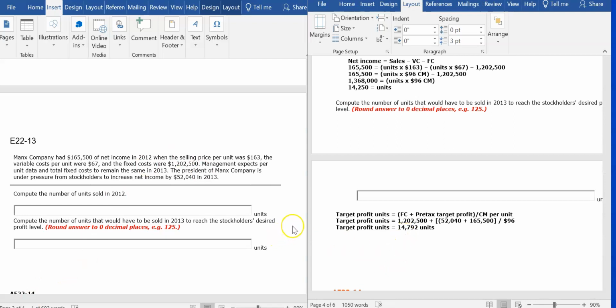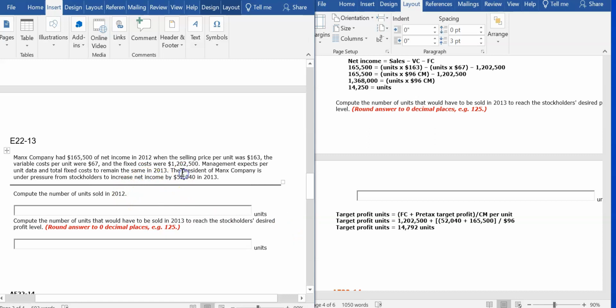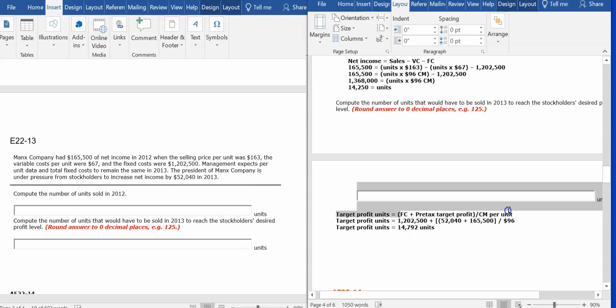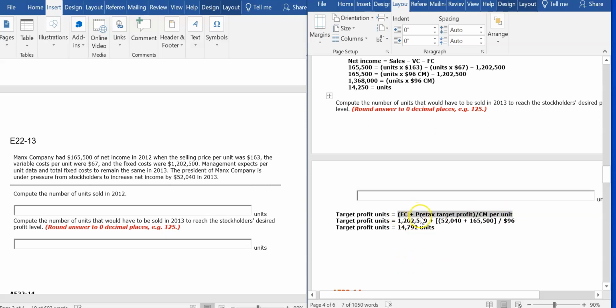We can then go on and answer this next question. The president is under pressure to increase net income by $52,040 in the new year. So using a variation of the break-even formula, we're able to answer the question of how many units would have to be sold to reach the stockholder desired profit level. The basic break-even formula is fixed cost divided by the contribution margin per unit, or by the contribution margin ratio. The target profit formula just slightly alters that basic formula by adding in this pre-tax target profit.